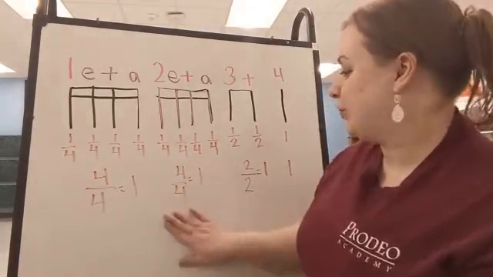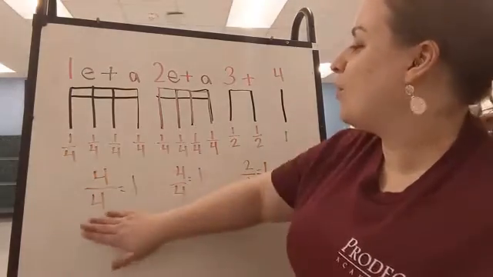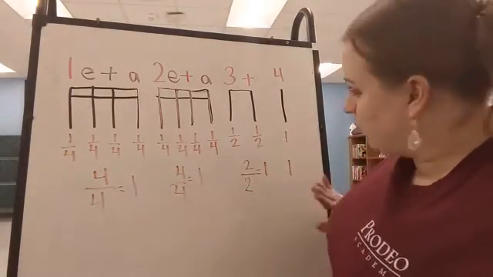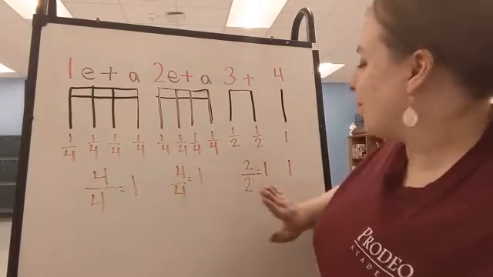So if I were to tap this out, I could do quarter, quarter, quarter, quarter, quarter, quarter, quarter, quarter, half, half, 1.